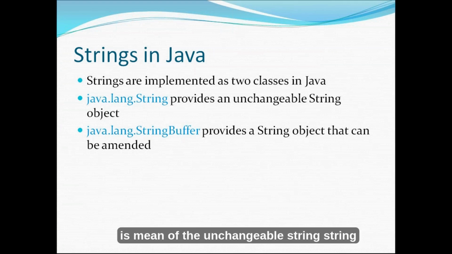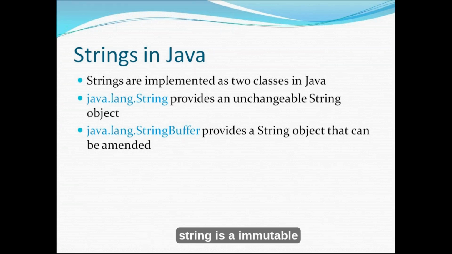Okay, what is the meaning of an unchangeable string object? Unchangeable string object means the string is immutable. You cannot change the string object. That's why we can say string is immutable. java.lang.StringBuffer provides a string object that can be amended.